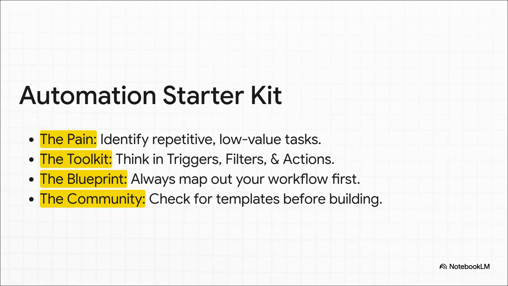All right, let's wrap this all up with your automation starter kit. Four key things to remember. First, find the pain. Identify those repetitive, low-value tasks that are just eating up your time. Second, use your toolkit. Start thinking about every process in terms of triggers, filters, and actions. Third, the blueprint. Always map your workflow out before you build a single thing. And finally, use the community. Don't start from a blank page if you don't have to.